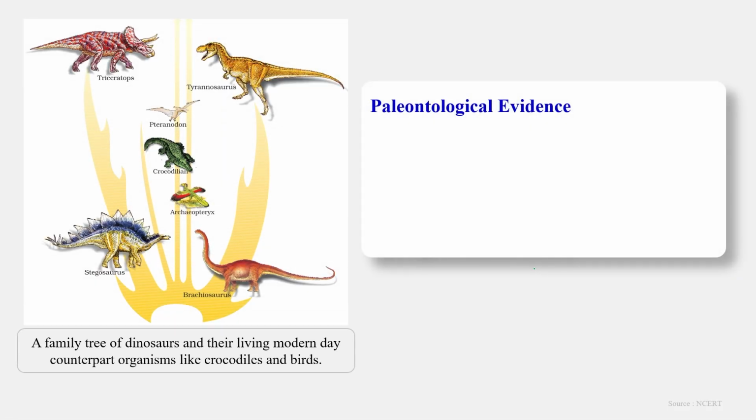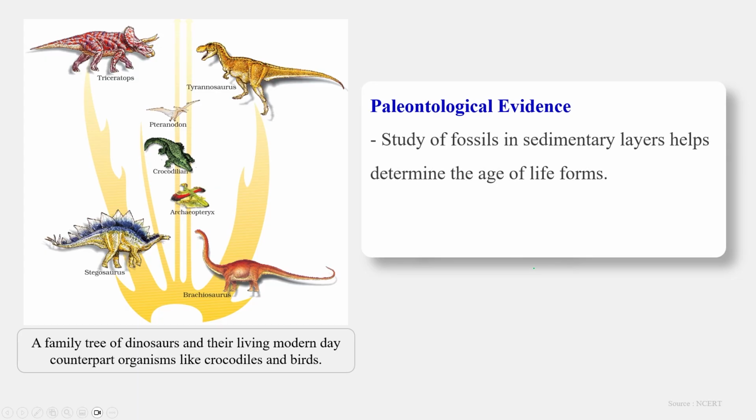So paleontological evidence. Paleontology means the study of fossils in sedimentary layers, because fossils are found in sedimentary layers of earth, and this helps to determine the age of those particular life forms. As with different kinds of dinosaurs, you can see over here, this is a family tree of dinosaurs, and they have living modern-day counterpart organisms like crocodiles and birds. These are present these days also. They all generated from the same tree. This is the family tree.